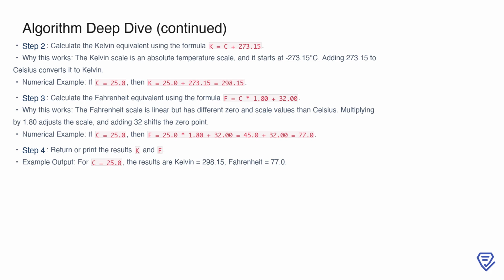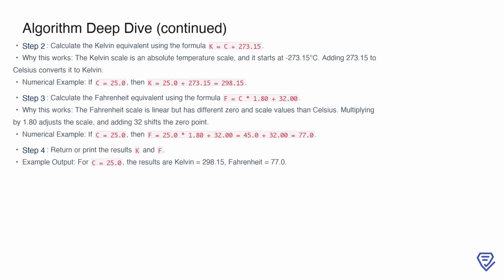Next, the Kelvin equivalent is calculated using the formula K equals C plus 273.15. This formula works because the Kelvin scale starts at minus 273.15 degrees Celsius, so adding 273.15 to any Celsius value translates it to the Kelvin scale. For example, if C equals 25.0, the calculation is 25.0 plus 273.15, resulting in K equals 298.15.